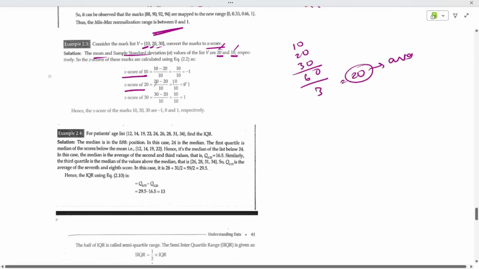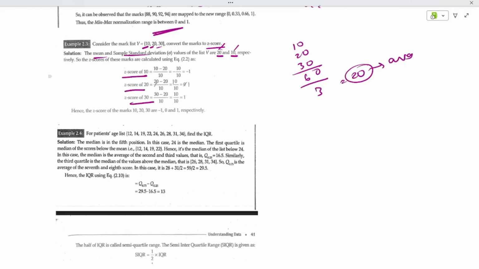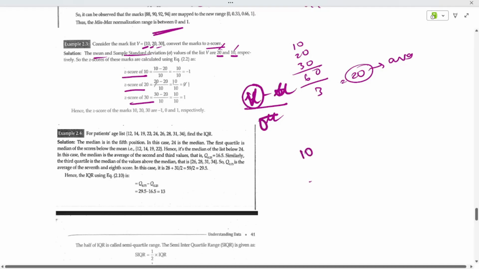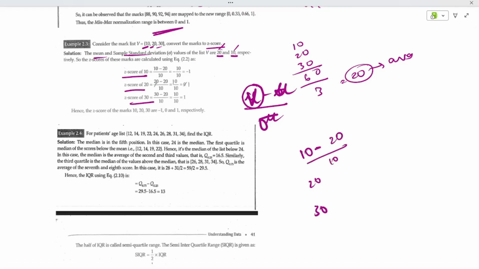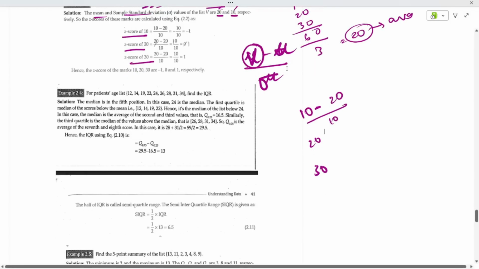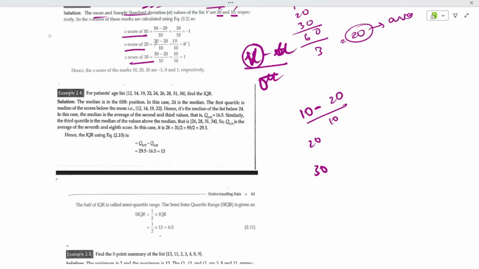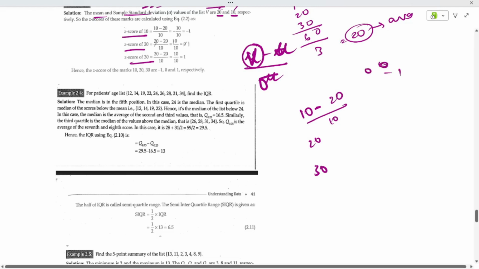Okay, now you have to find it for each element: 10, 20, 30. That means you will be calculating z equals v minus mu, divided by sigma. Here it is mu, here it is sigma. That is the v value, 10, 20 and 30, it will be varying, minus the mean that you have, divided by the standard deviation. That is how you find out this z score. It will be from -1 to 1. Okay, -1, 0 and 1 it will be. That is in z score. In min max it will be from 0 to 1, between those numbers.